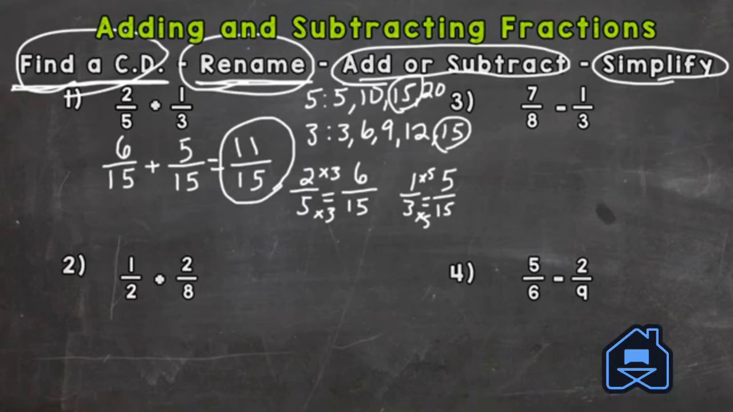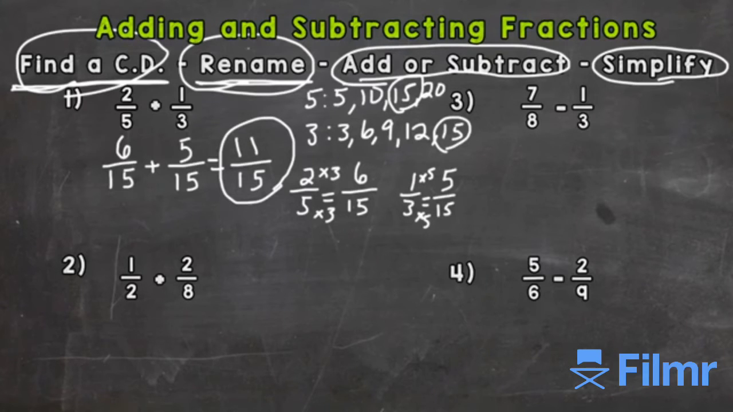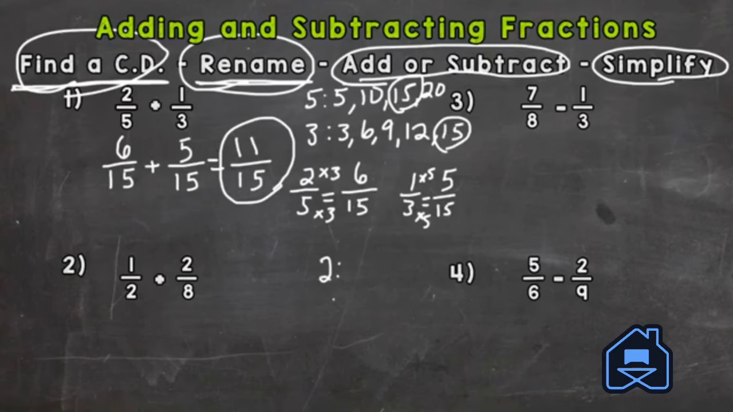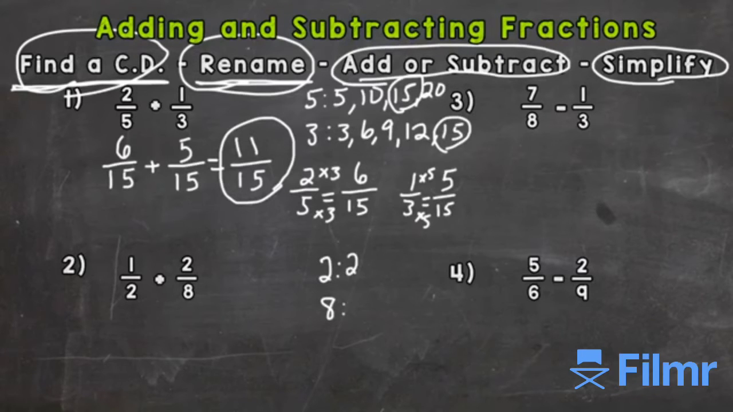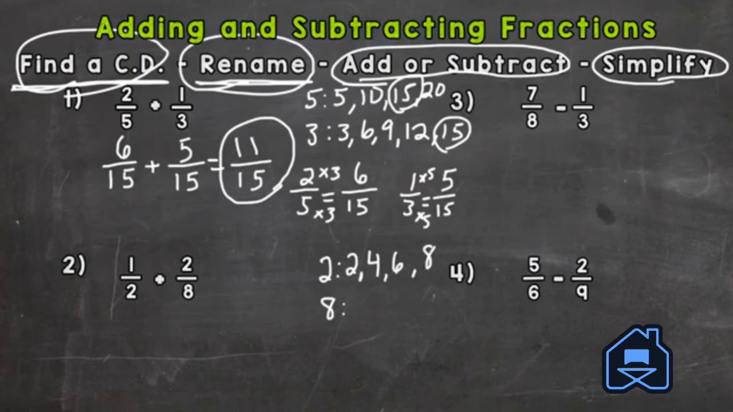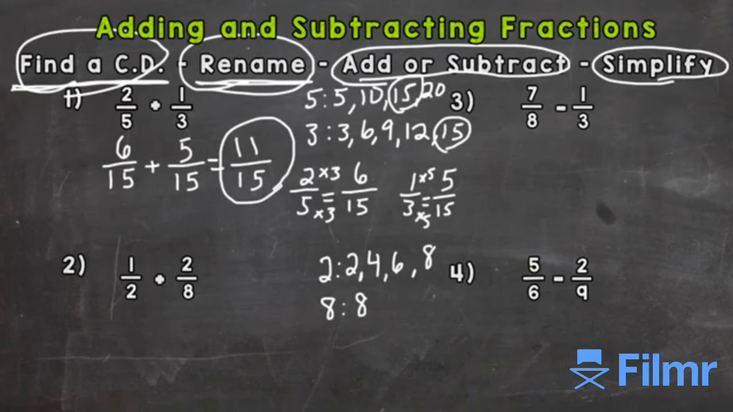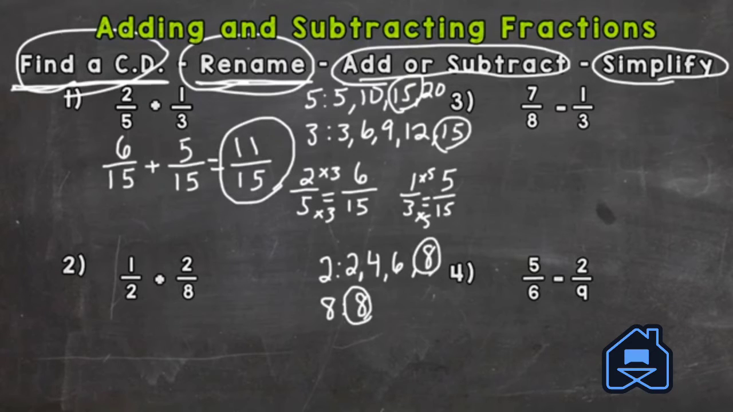So obviously our denominators are not the same, so we're going to need to find the common denominator. So we'll make our multiples lists for 2 and 8. So 2, 4, 6, 8. Now let's make our list for 8. Well, we start with 8, and we should see a match. So our least common multiple is 8.